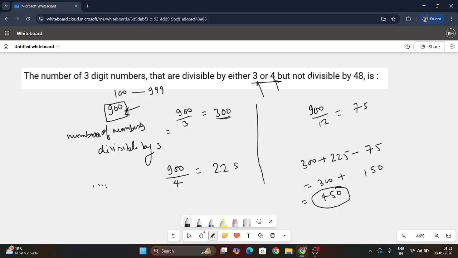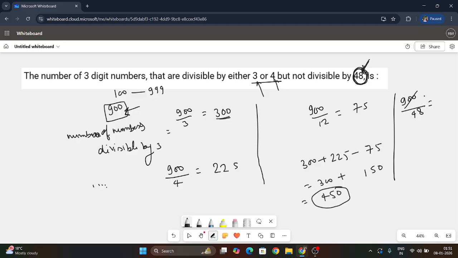But we have to keep in mind that there can be some numbers which are divisible by 48 also, and we have not removed those numbers. We removed the ones for 12, but some numbers can be divisible by 48, and we have not removed those, so we have to remove them too. For this we have to find out how many numbers are divisible by 48. And how much will that be? 48 times 3 is 144, it is going to be 1 times.